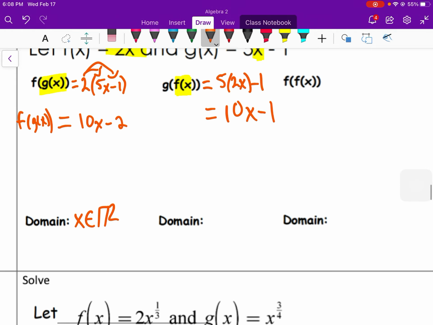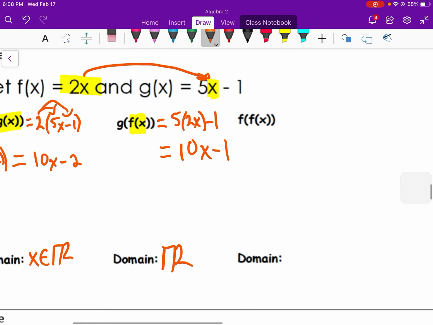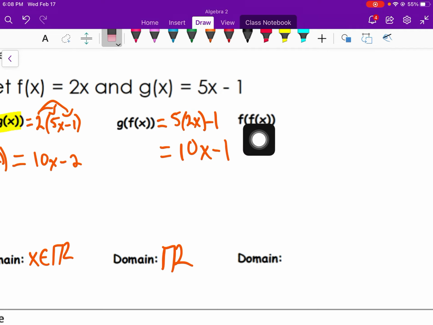And once again, there's no restrictions on our x value. If we were to graph this function, all real values for x would be shown on the graph. It's linear. So we can label that as all real numbers. Now we can take the composition of f of x with f of x. So we're plugging in f of x into our f of x. So to be clear, the function f of x is 2x.